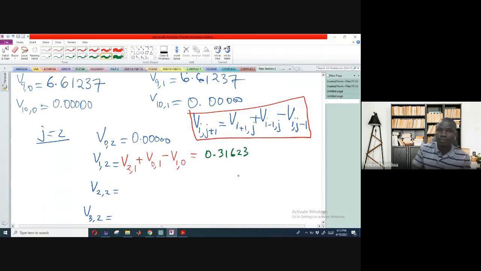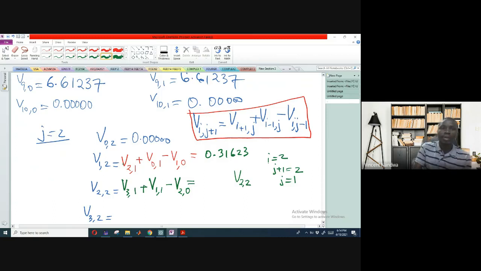And the next one is to define the formula for V22. This is the stem of the formula. Remember i will be 2, and then j plus 1 should give you 2, which means j is still 1. So therefore now, where there's i, put 2. We'll have v(2+1), which is 3, j is 1, plus v(2-1, 1), which is v1,1, minus v(2, 1-1), which is v2,0.